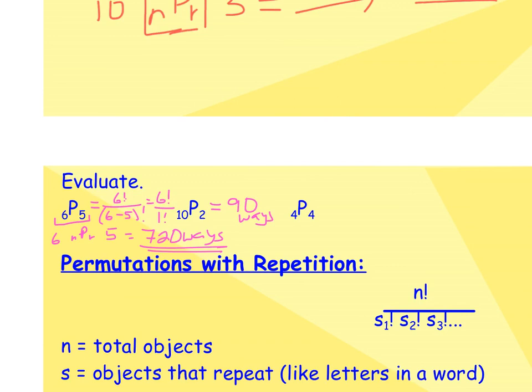And then 4P4, if you have 4 items and you want to arrange all 4 of them, that simply becomes 4 factorial. 4 times 3 times 2 times 1 is 24 different ways. So again, make sure that you can enter that into your calculator and also be able to define it using the definition up above.